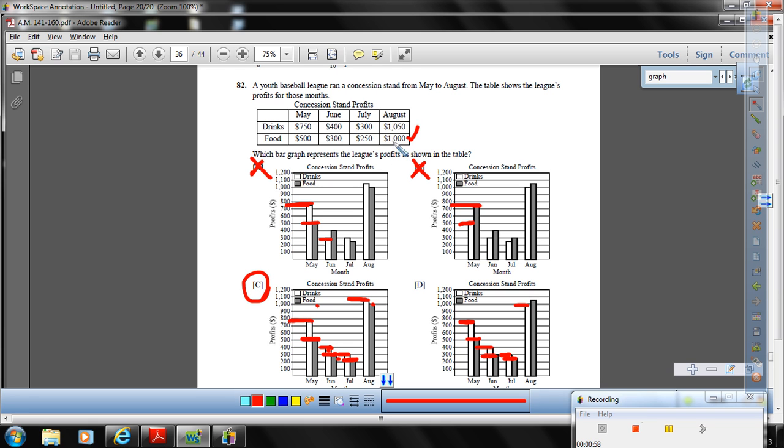We can see that here they sold $1,000 in food. So answer choice D is not the correct answer. We were right with the first choice of answer C.